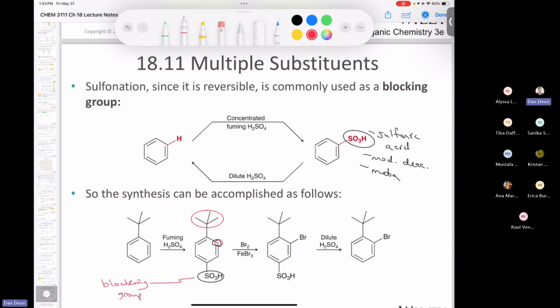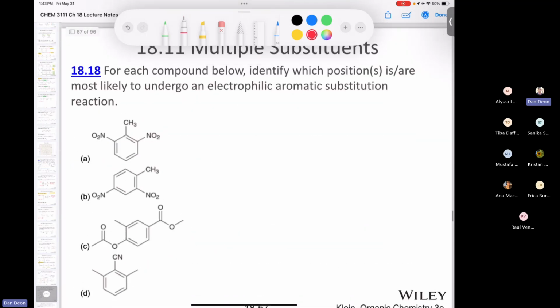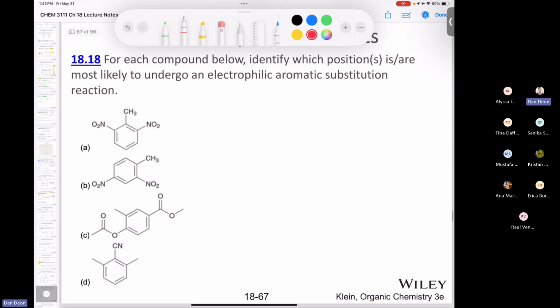Because a protecting group protects some kind of functional group. This is just blocking a position. It is not protecting a functional group in any way. So now we want to switch gears slightly, and look at these compounds here, and make some judgment calls.